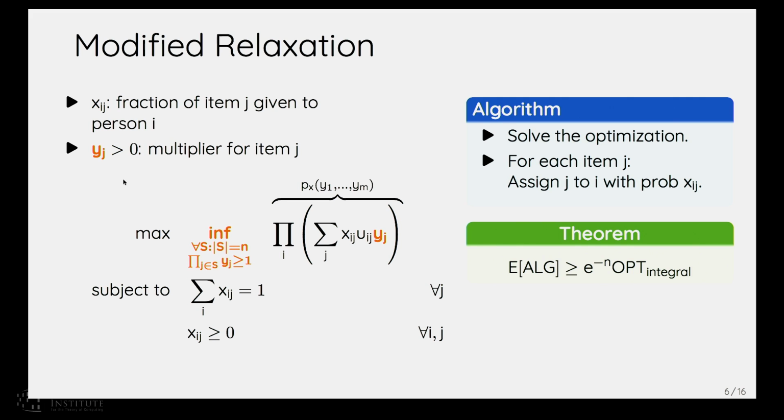So I'm going to be working with this thing that appears in the objective a lot. So I'm going to name it p_x of y's. This thing is a polynomial in both xij's and yj's, but I'm going to be mostly thinking of it as a polynomial in the yj's. So that's why x is just a subindex.